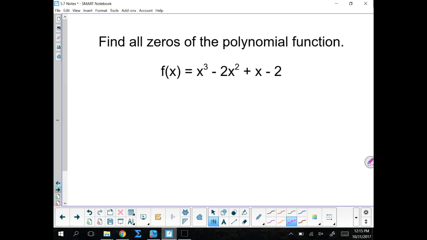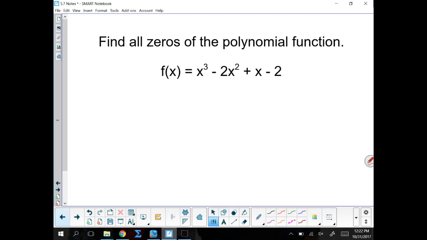Alright. So go for it. All the real zeros. Alright, so since most of you did it the synthetic division way, I'm going to do this problem 2 different ways. Okay? So the first way I'm going to do it is not going to be the synthetic division way. Okay? Because you can do this by grouping.